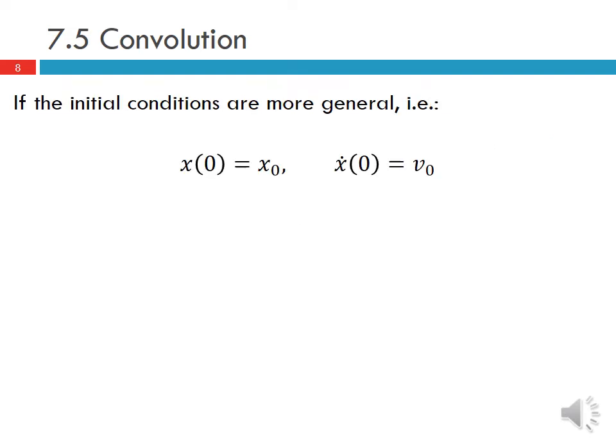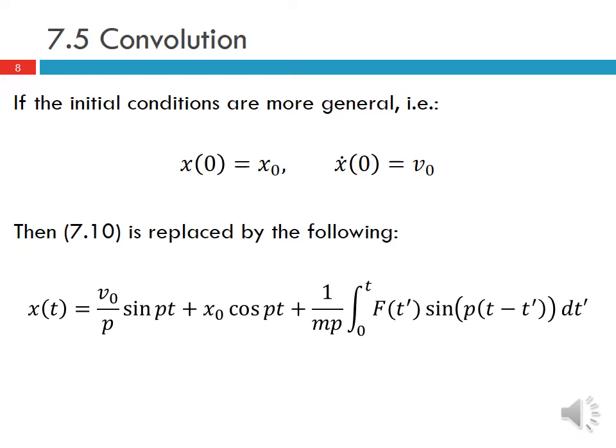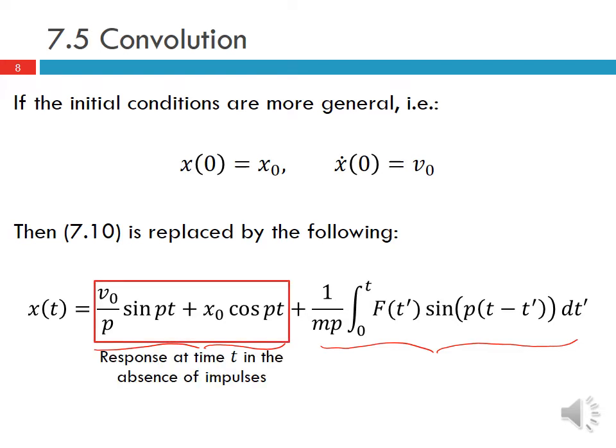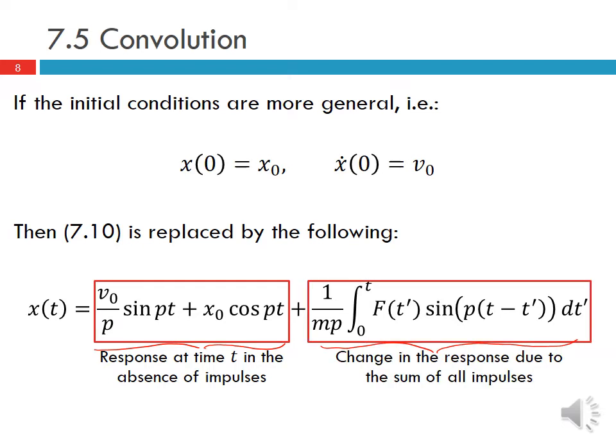If the initial conditions were more general, so it had some initial displacement x naught and some initial velocity v naught, then the equation is replaced by this form, which includes the homogeneous part of the solution as well as the particular part given by Duhamel's integral. So this is the response at time t in the absence of the impulse, and this is the change in the response due to the sum of all of the impulses, where we're representing an arbitrary function as this sum of impulses one after another.